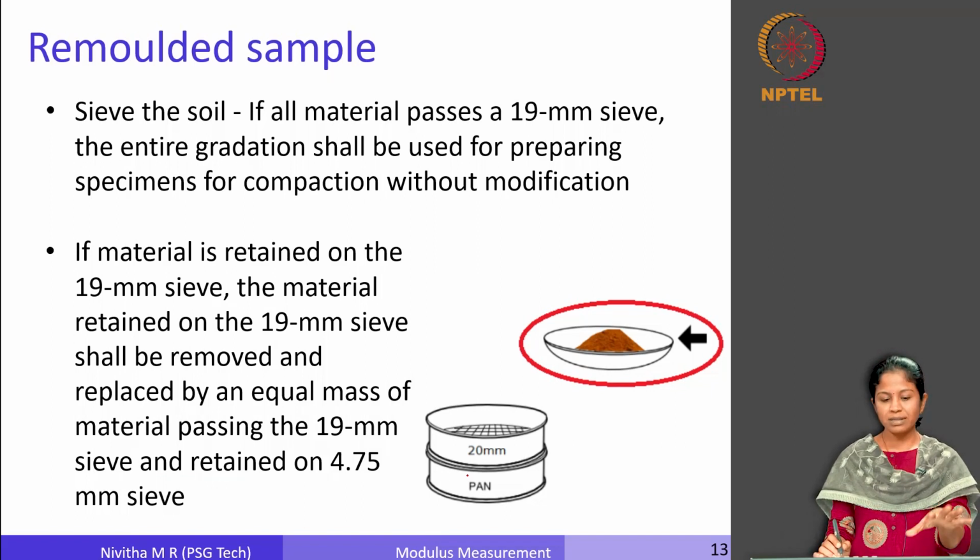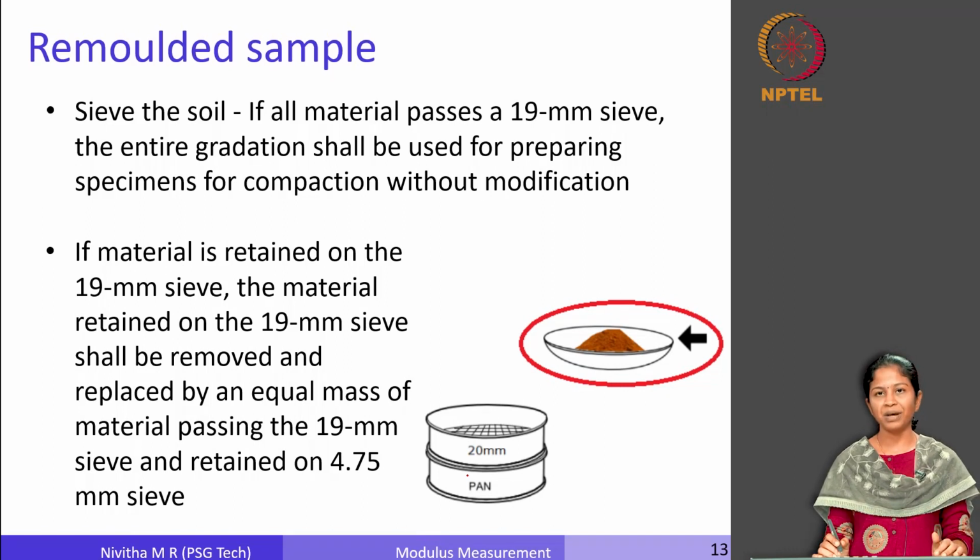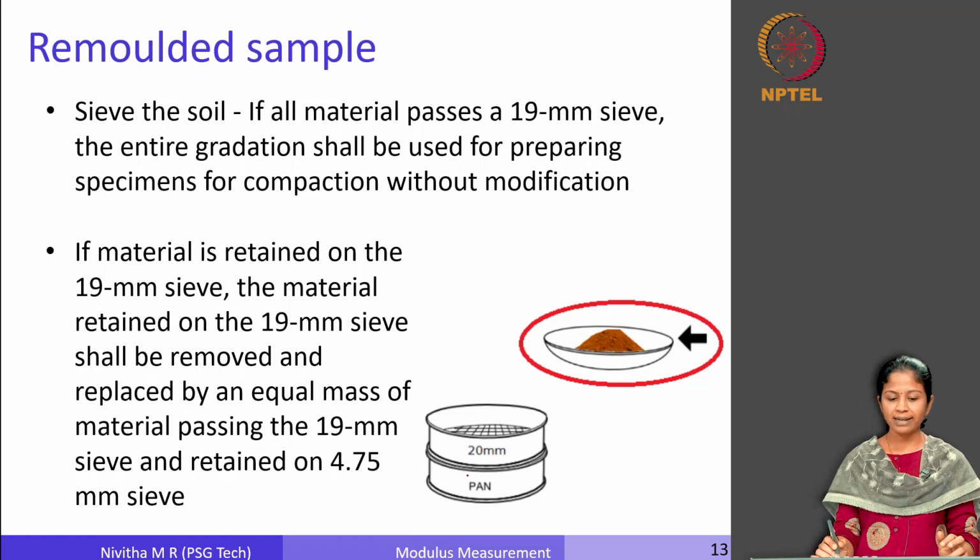Now, this is the sample that we will be using for testing if it is an undisturbed or in situ sample. If it is a remolded sample, then we have a certain filtering criteria that we have to do before we use the sample for testing. What is this filtering criteria? We have to first sieve the soil, right.